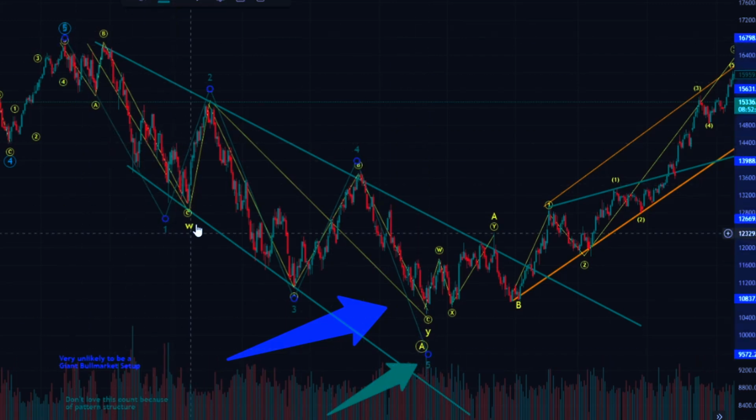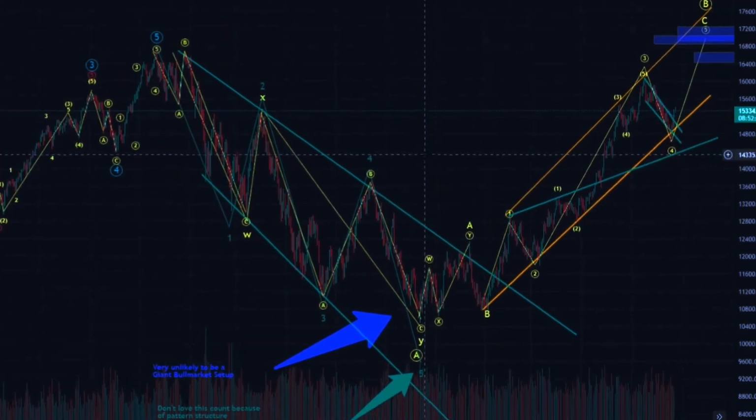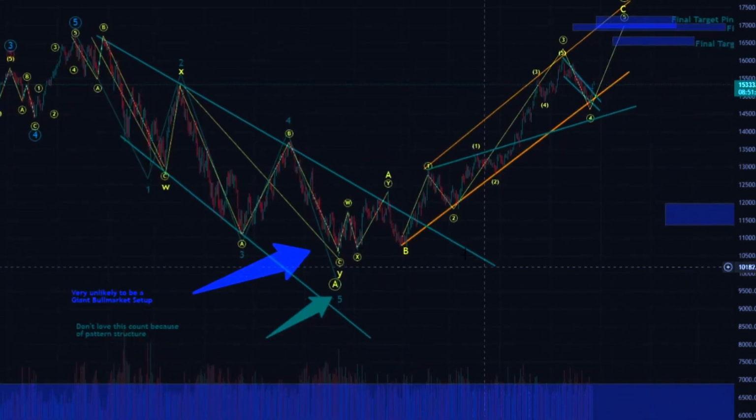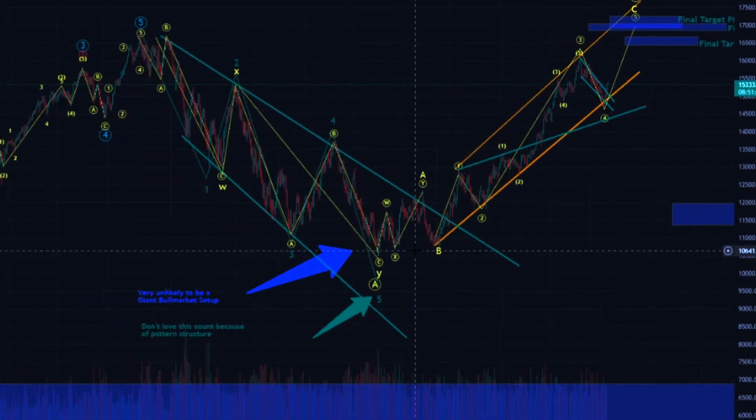But getting the green count out of the way here, this 1, 2, 3, 4, 5, I want to just point out that I'm not a big fan of this because it's, number one, implying that we have a wave 1 move down, which means that we'd be getting a wave 2 up and then a crash wave 3 and then just basically a continuation down for a long time.